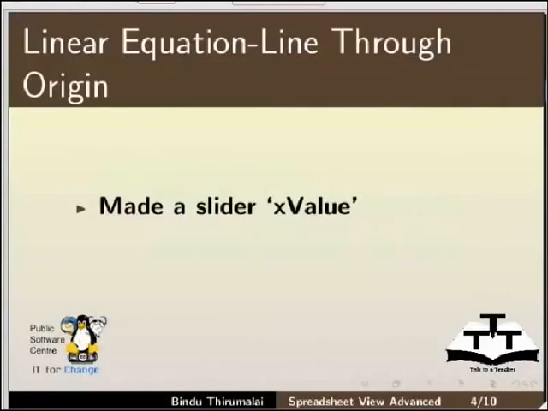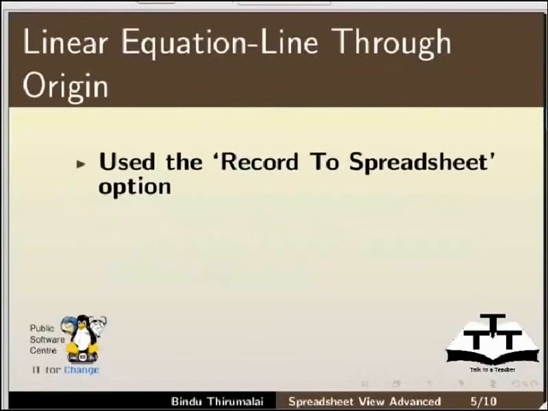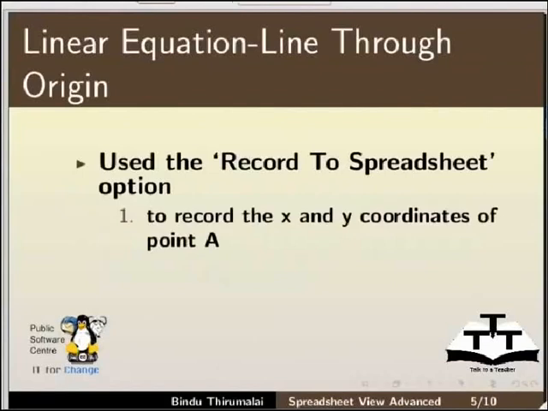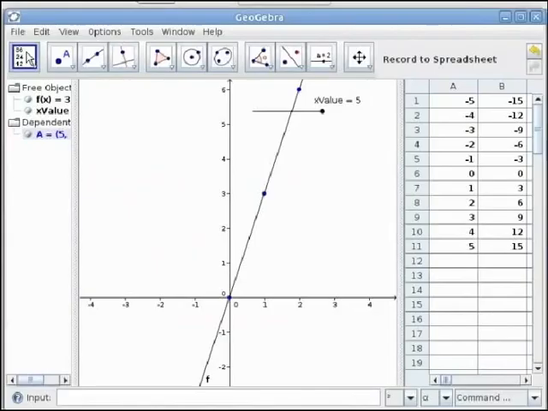we made a slider x value. We drew a point A with coordinates x value and 3 times x value. We used the Record to Spreadsheet option to record the x and y coordinates of point A for different x values. We predicted an input function by studying the number patterns. Now to the second part of the lesson.